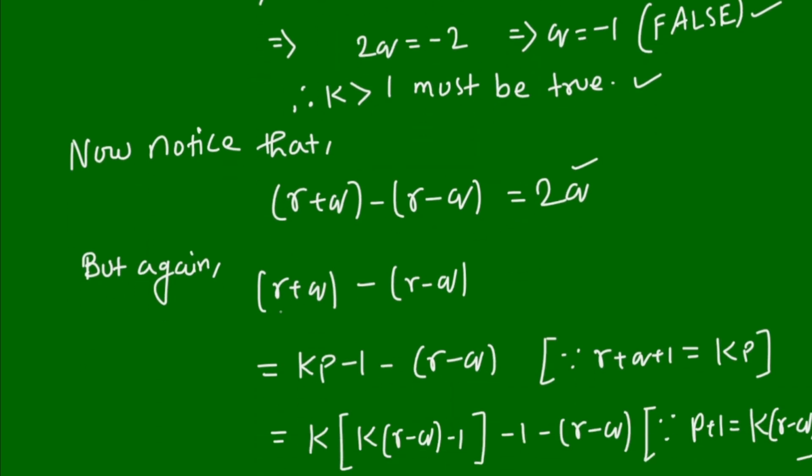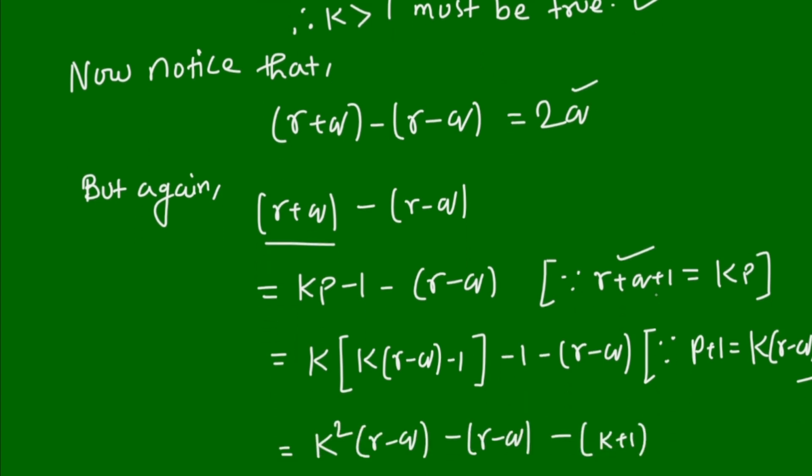So first of all, r plus q is nothing but kp minus 1. If you remember that r plus q plus 1 was equal to kp, and let's just keep r minus q as it is. So this was the condition which we used, and then again you know that p plus 1 is equal to k whole into r minus q. So the two conditions that we found, we have to put them to use, right? So we are again substituting for the value of p here, and we get this.